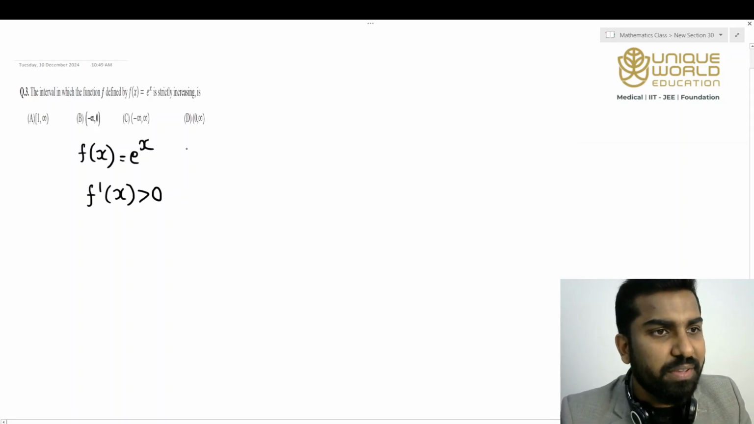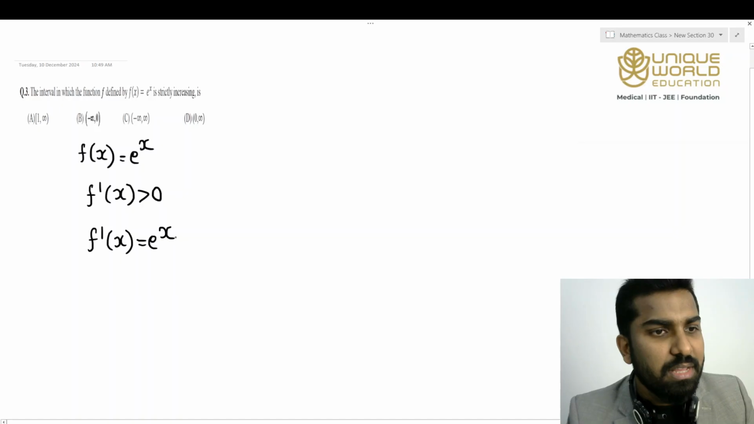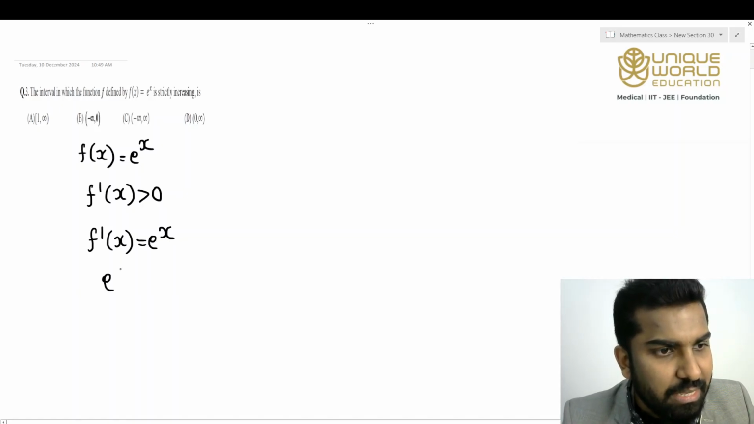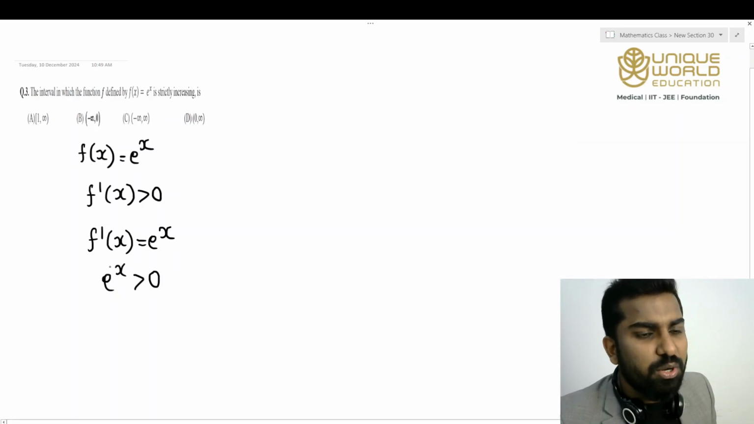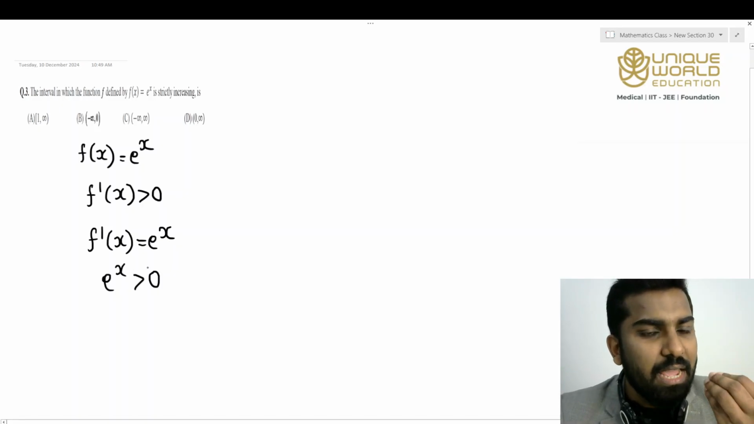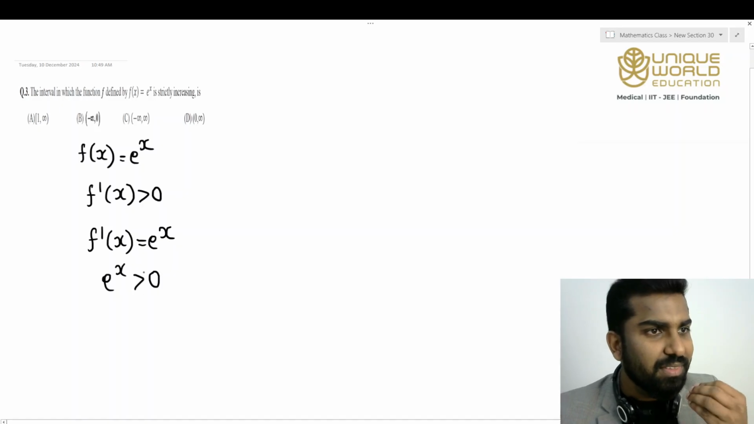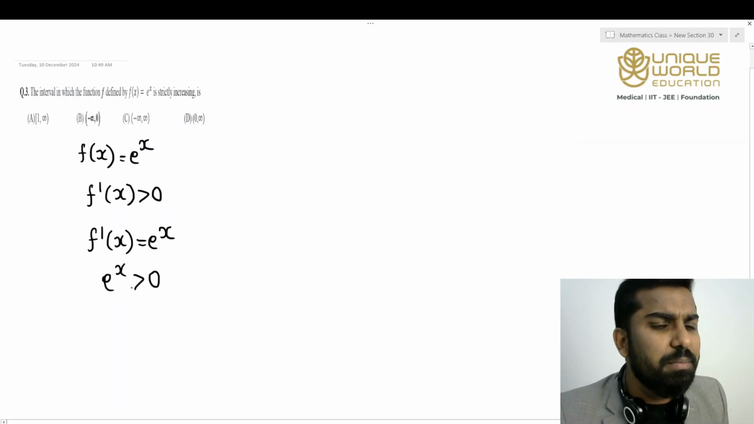Okay, so f of x equal to e raised to x is given. We have to find the value of f dash of x. The derivative of e to the power x is e to the power x itself. So if e to the power x is greater than 0, yes, when will it be greater than 0? We know e to the power x is a positive valued function, right? If you are substituting any value of x, the function value will always be positive only.